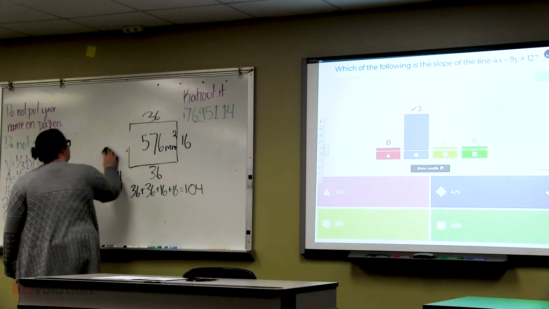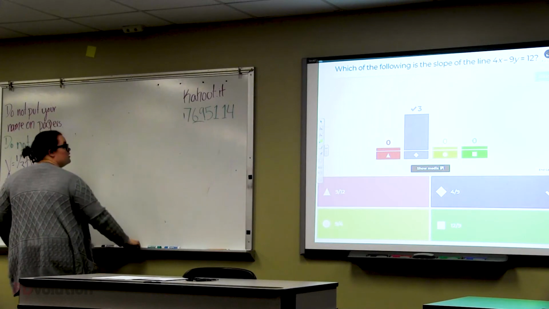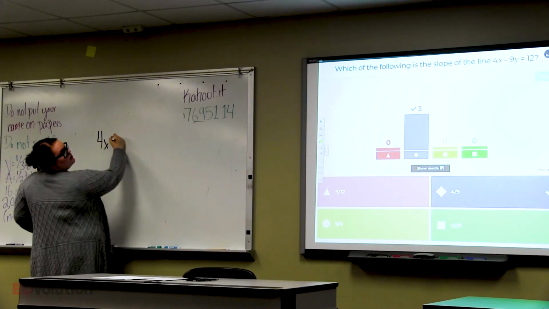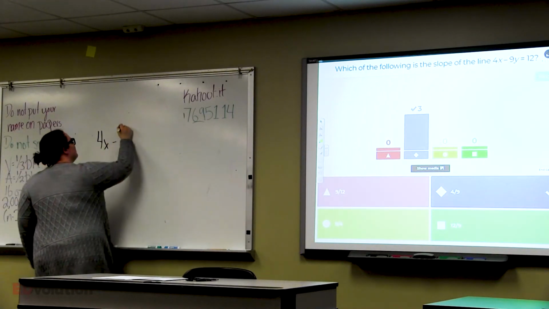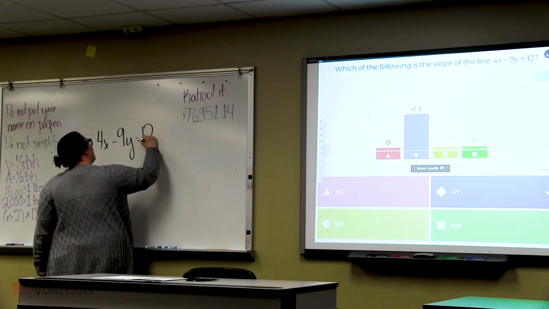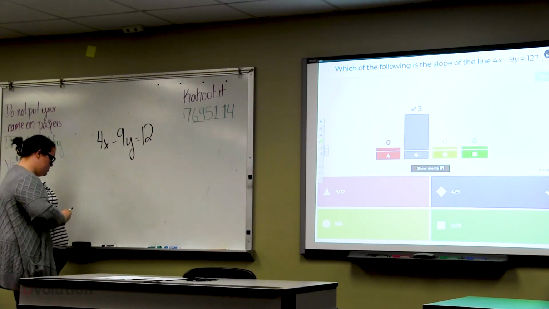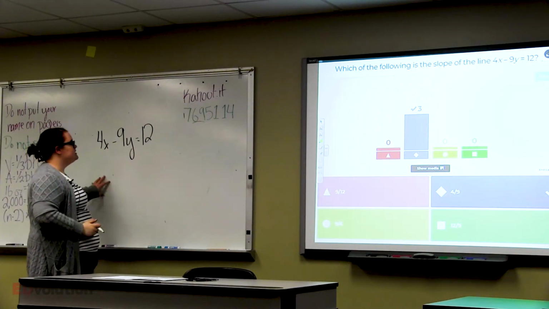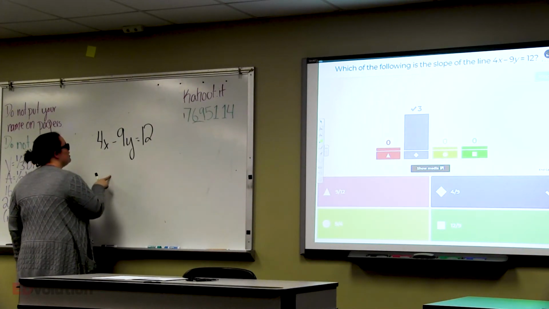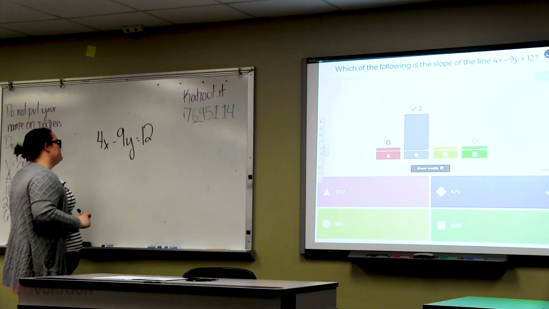So if we were to work this problem out, we would have 4x minus 9y equals 12. And whenever we have it in slope-intercept form, which is the easiest way to identify the slope, we are isolating the y to one side. So, like we did in the earlier problem, we're going to be isolating the y and undoing what's been done.